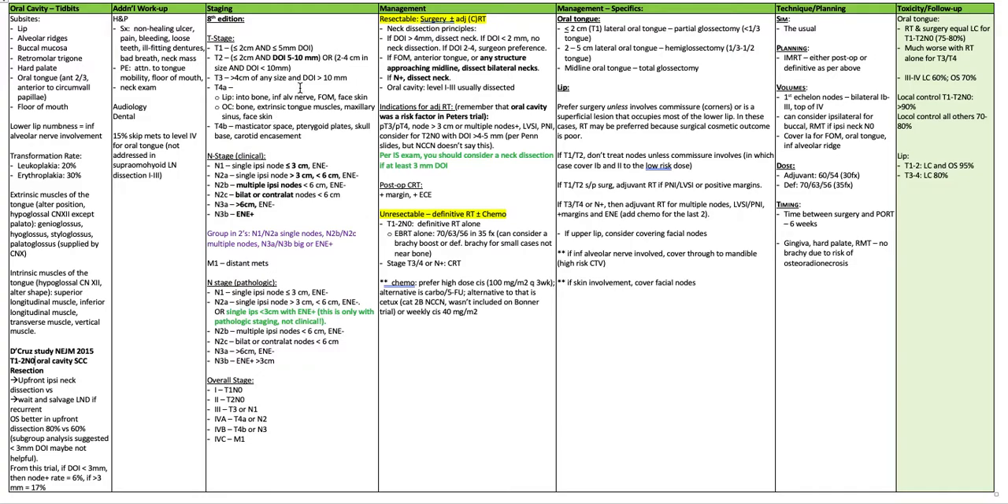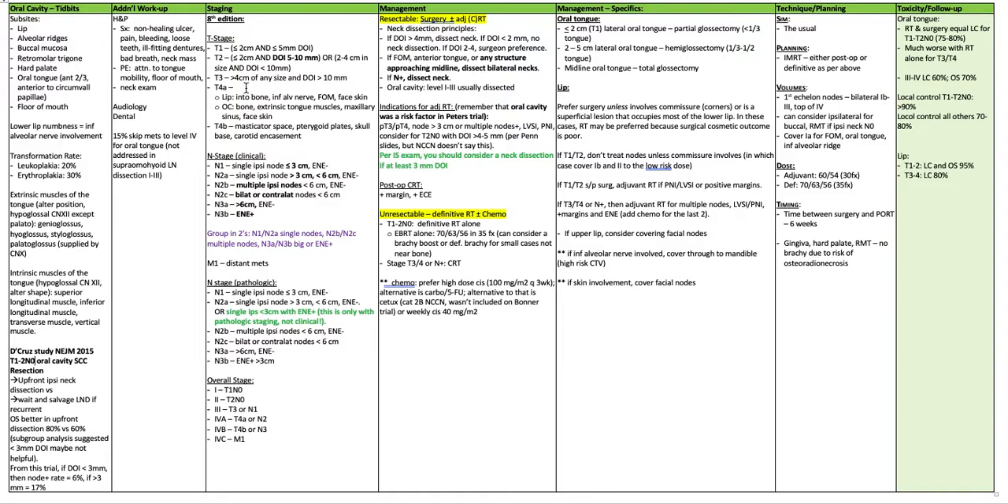Staging, AJCC 8th edition T staging. T1 is less than or equal to 2 centimeters and less than or equal to 5 millimeters depth of invasion. T2 is less than or equal to 2 centimeters and depth of invasion is between 5 to 10 millimeters, or the size is greater than 2 to 4 centimeters and depth of invasion is less than 10 millimeters. One more time, T2 is less than or equal to 2 centimeters and depth of invasion 5 to 10 millimeters, or size is 2 to 4 centimeters and depth of invasion less than 10 millimeters. T3 is greater than 4 centimeters in size or depth of invasion greater than 10 millimeters.